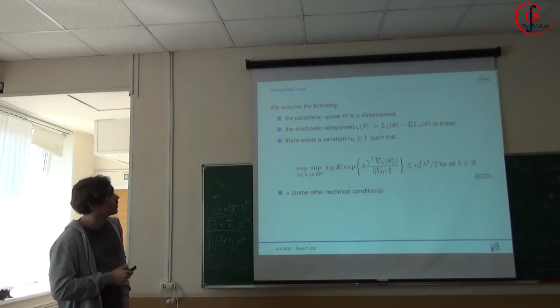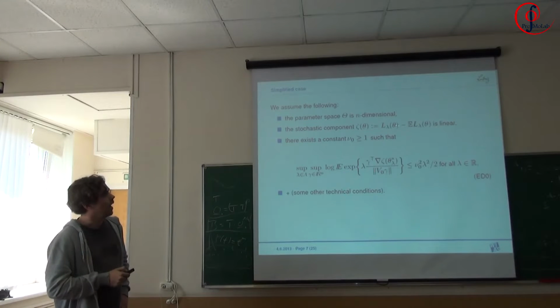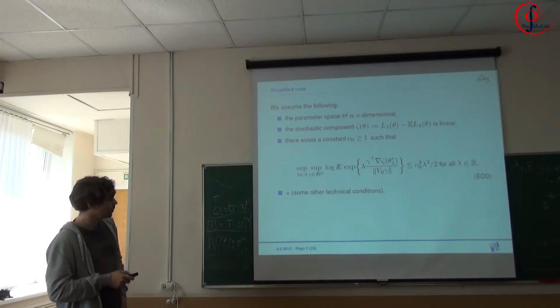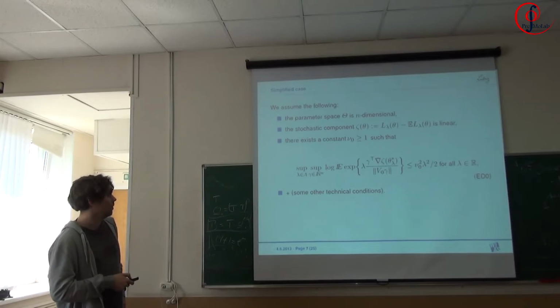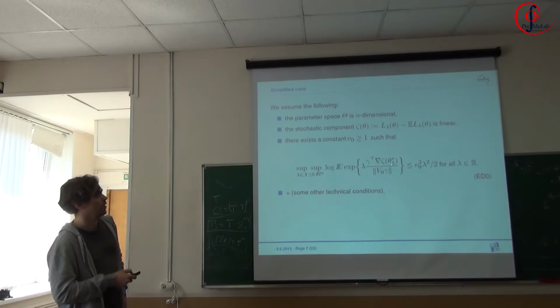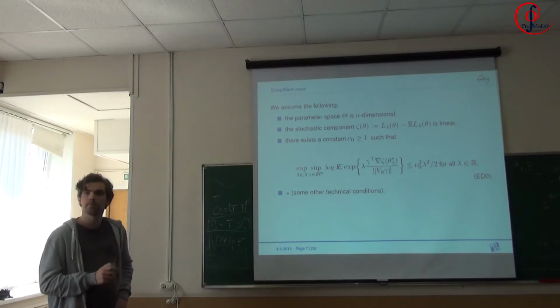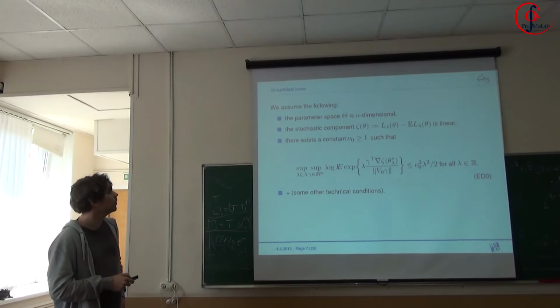I'm going to consider that the stochastic component of the likelihood is linear, and we assume some exponential moment condition on this score normalized by its variance. So in every direction, in fact, it is sub-Gaussian. The n is the same, n is the sample size? Yeah.